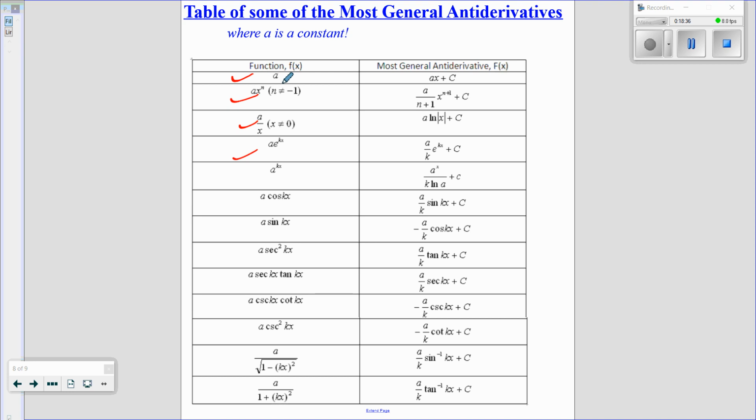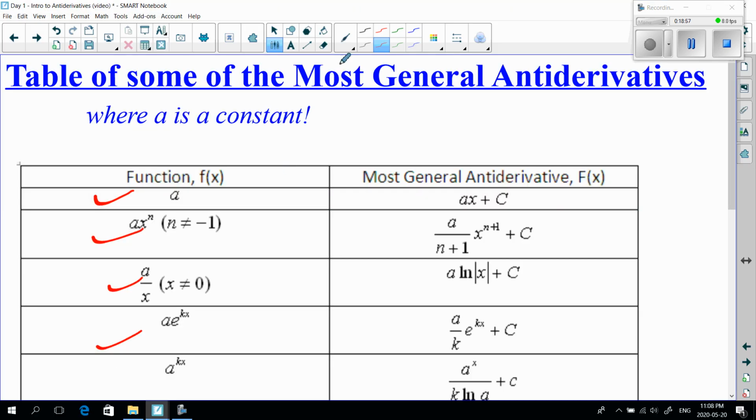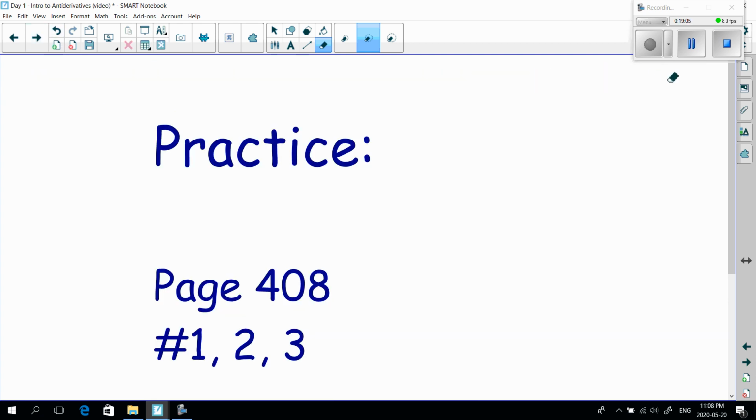So if the function is just a constant, the antiderivative is ax plus c. All right. If the function is a power function, ax to the power of n, where n is not negative 1, we add 1 to the exponent, divide by that new exponent. Don't forget the plus c. Got to know those. All right. Just like your derivative rules, you need to know your table of general antiderivatives. You can try those questions on page 408.